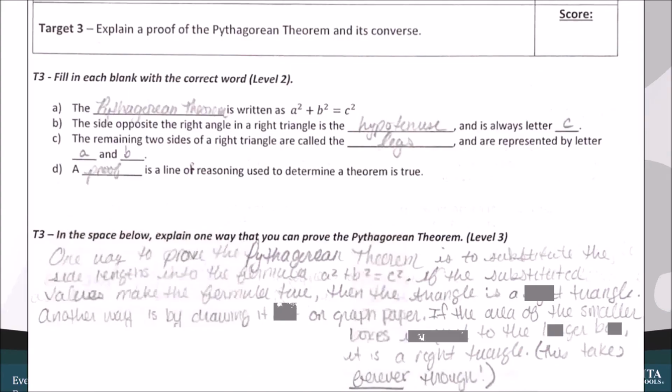So let's take a look at how Andrea did. Again, our first section is looking at target 3. We see that she clearly knows the level 2 vocabulary, all of which is correct. So the worst score we're going to give her is a level 2. Let's take a look at her level 3 answer.